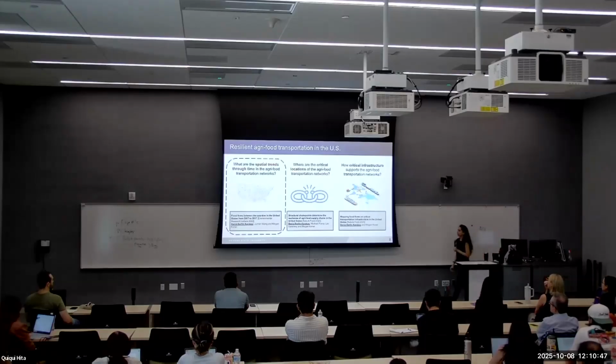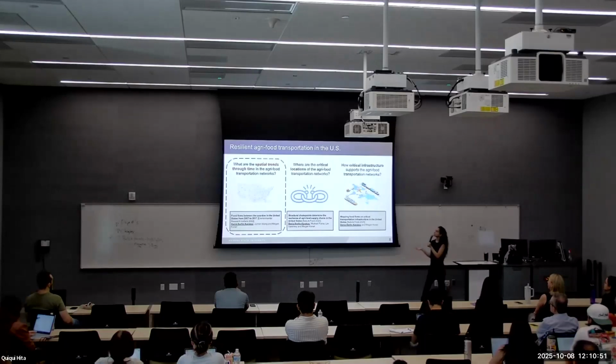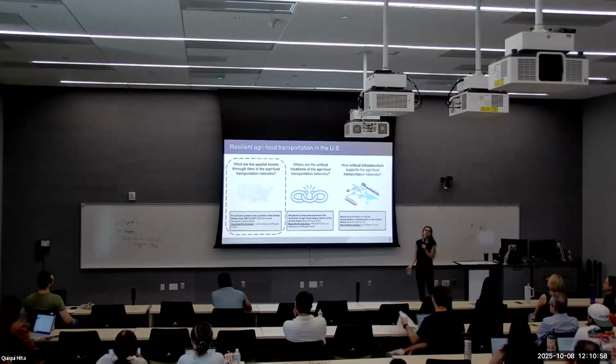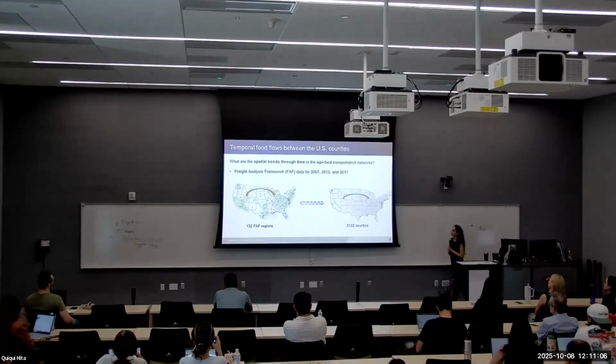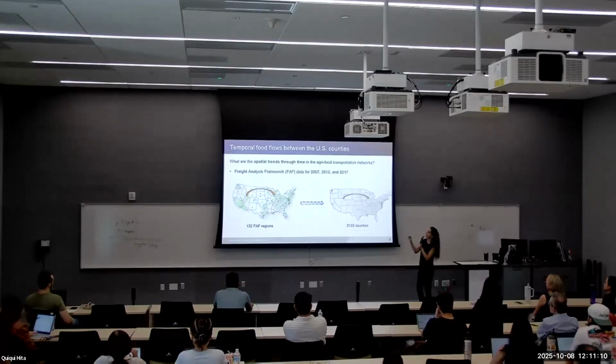All right. For resilient agri-food transportation in the US, these are the three major research questions that I tried to answer previously. The first one was, what are the spatial trends through time for agri-food transportation networks? To answer that question, we developed a temporal food flows model between the US counties. This was a really data-driven study.